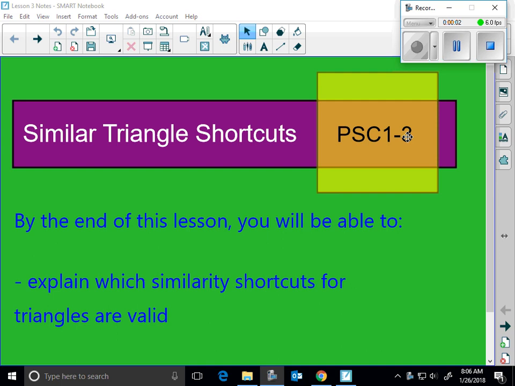All right, so here we are, lesson 3 of Unit 10, PSC 1. Today we're going to explain similarity shortcuts for triangles.